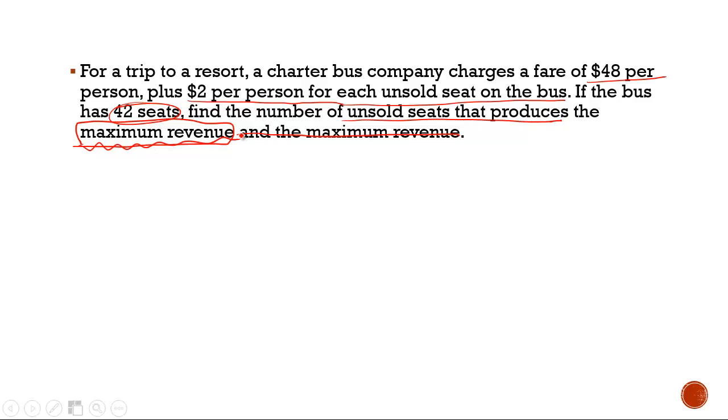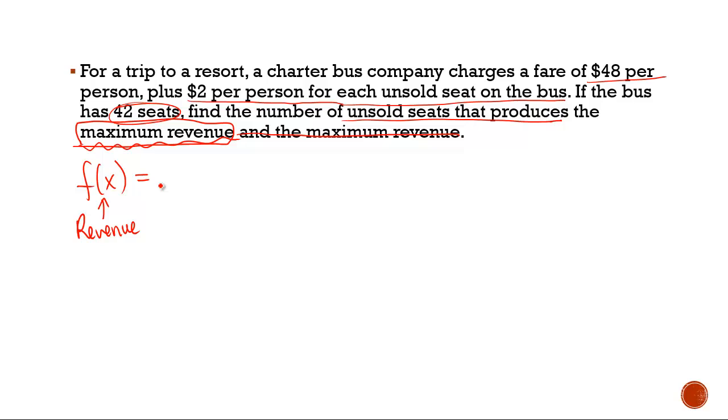So we want to maximize revenue, so our f of x is going to be revenue. We know there are 42 seats, but we also know that the number of people will not necessarily always be 42. So what is our x? Find the number of unsold seats that produces the maximum revenue. So we could let x be the number of unsold seats.